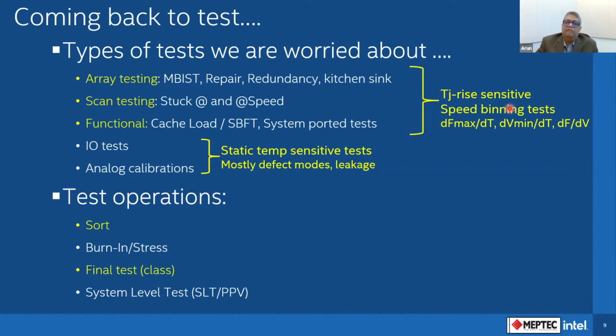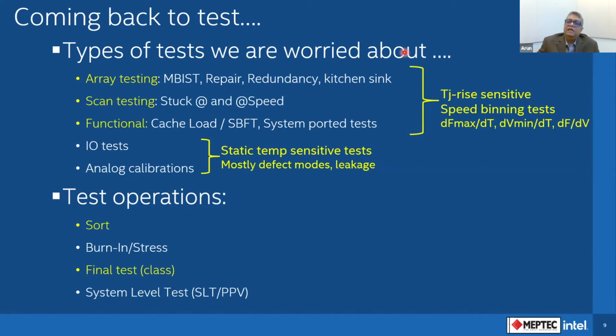The ones which are very, very interesting are these ones. The array testing, MBIST, repair, redundancy, and we throw the kitchen sink on it. Stuck-at and at-speed scan test. Functional is cache load, or structural-based functional testing, or even the system ported test. Means you find out on the system there is something failing, you take that snippet of the code, microcode, and port it over to the tester. These are the real killers, by the way, right?